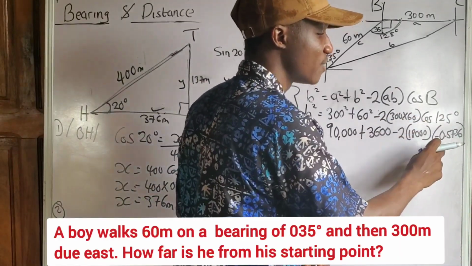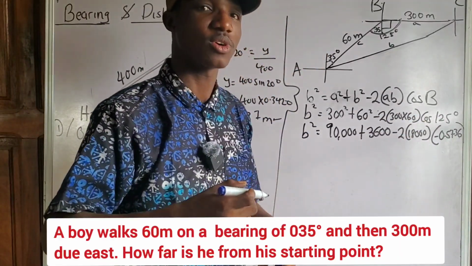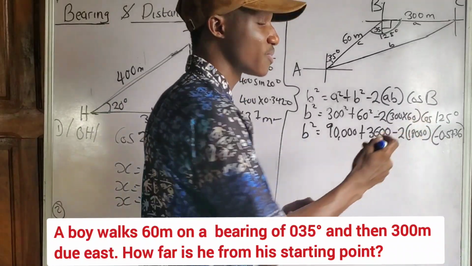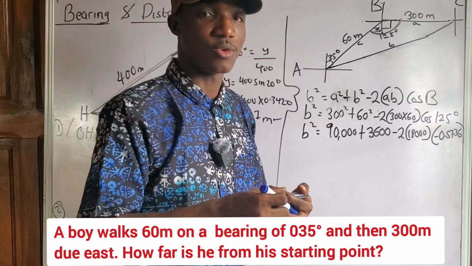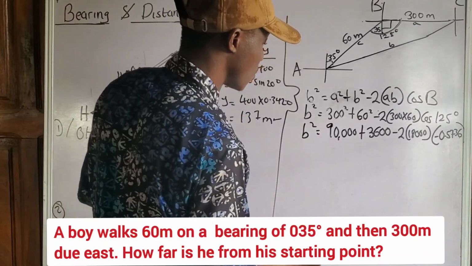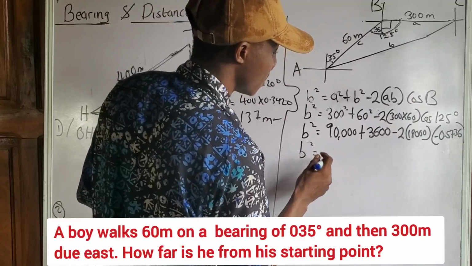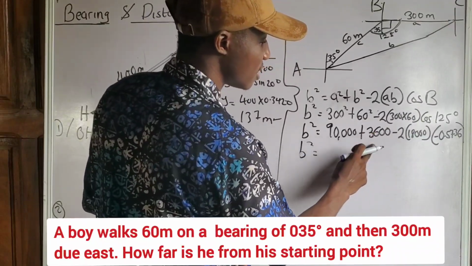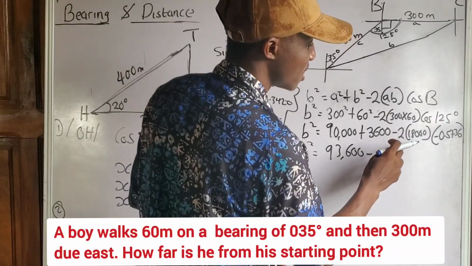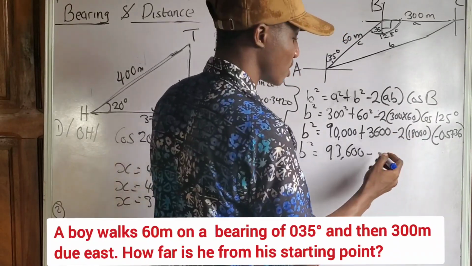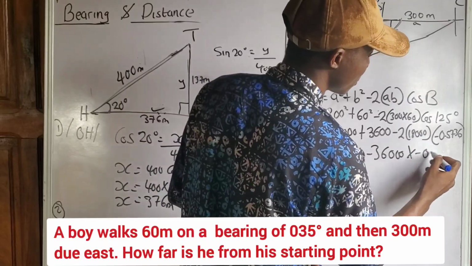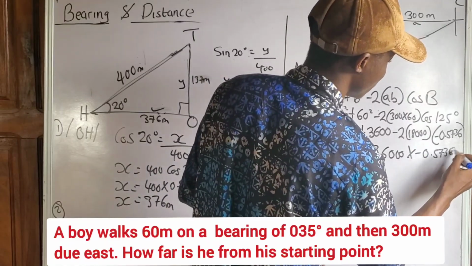Cos 125 is negative 0.5736 because it is only sine that is positive in the second quadrant, and 125 is in the second quadrant, so cos is negative. So that's why we have the negative sign. Okay, so b squared equals 90,000 plus 3,600. That is what? 93,600 minus 2 times 18,000. That is what? Minus 36,000 multiplied by negative 0.5736.